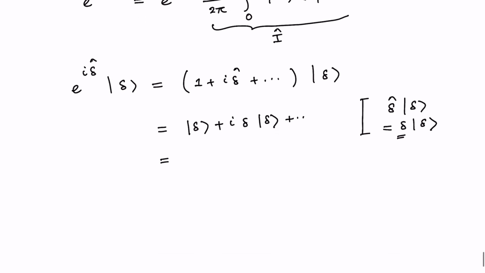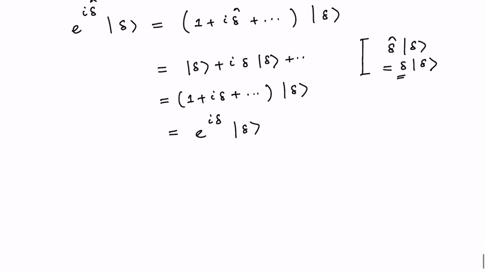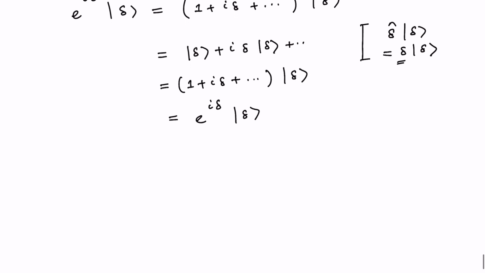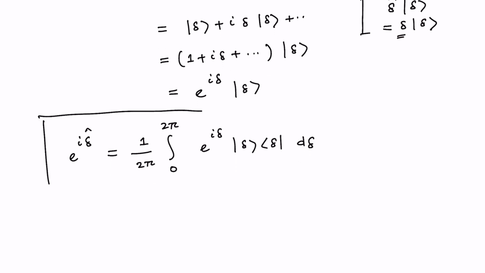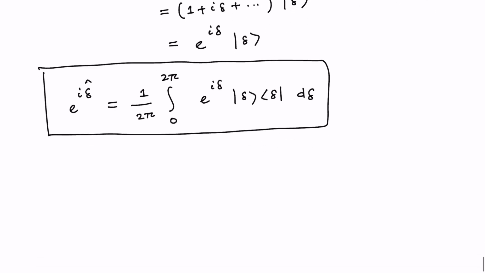In fact, this amounts to 1 plus i delta, okay, and ultimately this is trivially e to the power i delta. This is just a number you are getting, so e to the power i delta is your eigenvalue now. Therefore, I have e to the power i delta cap. I can now write it as 1 by 2 pi integral 0 to 2 pi e to the power i delta ket delta bra delta d delta. So this is what now we are going to use in the next part.